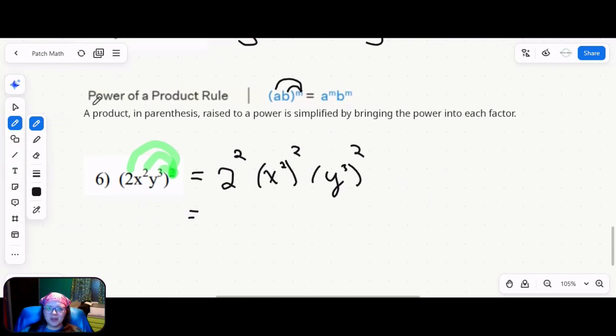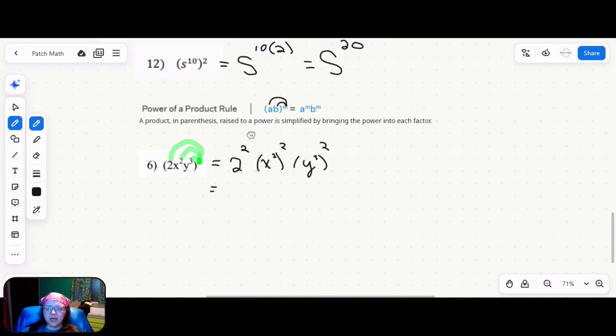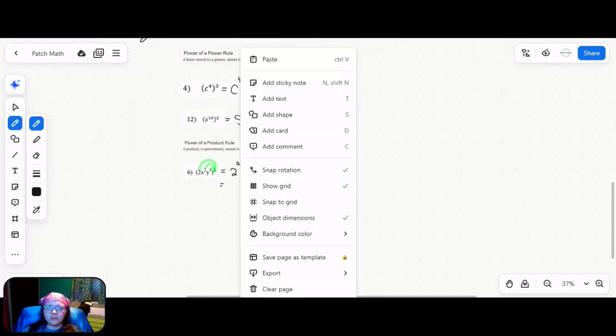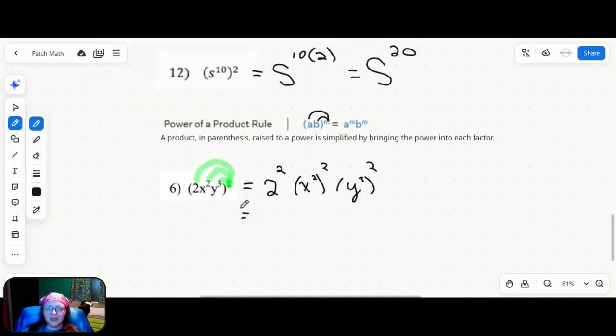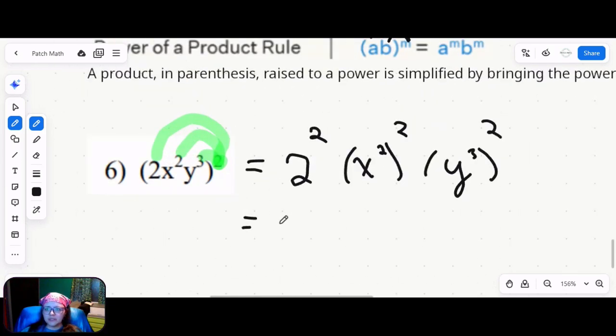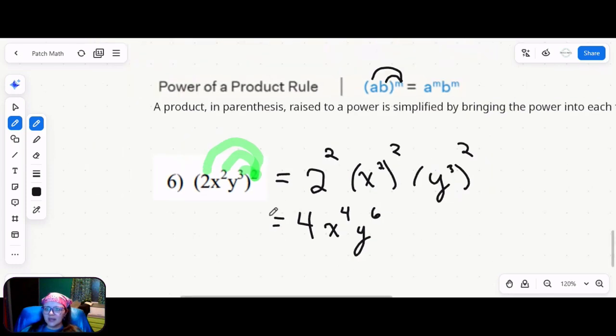So first we applied power of a product rule to bring that 2 in on each of those multiplied parts as an exponent. And now to simplify completely, we must apply power of a power rule. So 2 squared, that's 2 times 2. That's also known as 4. And x squared times 2, well, that's x to the 2 times 2. That is x to the 4th. And y cubed squared is y to the 3 times 2, and that is y to the 6th. And here is your final answer on number 6.